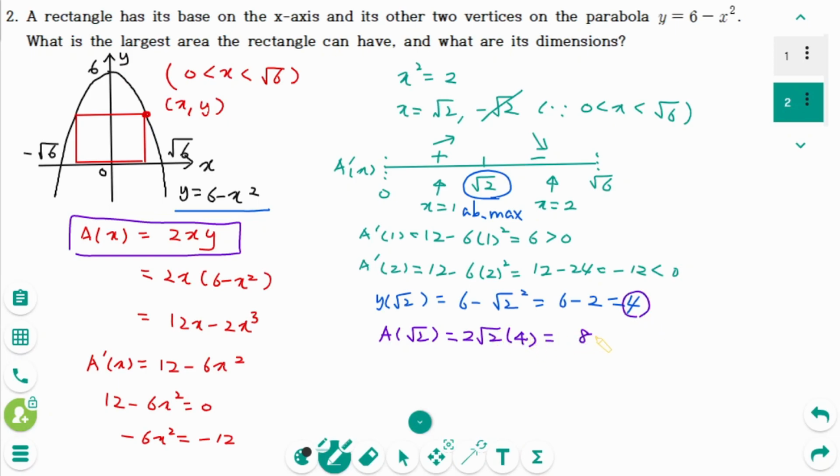That means A(square root of 2) is the largest area. The largest area is when the point is (square root of 2, 4). Then the base is 2 square root of 2. The height is 4. The dimensions are 2 square root of 2 by 4.